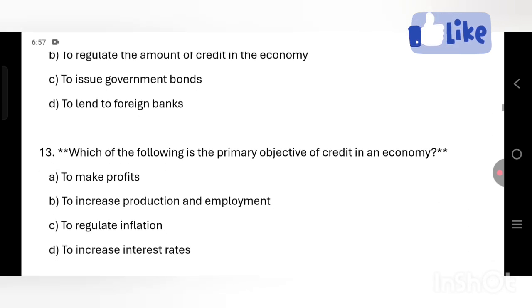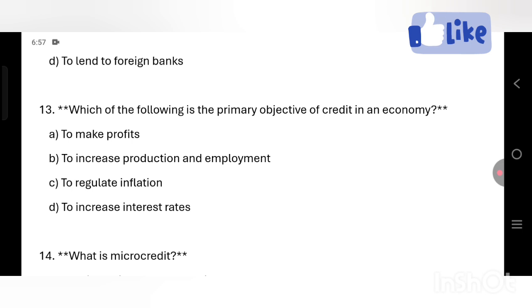Question number 13: which of the following is the primary objective of credit in an economy? Option A, to make profits. Option B, to increase production and employment.